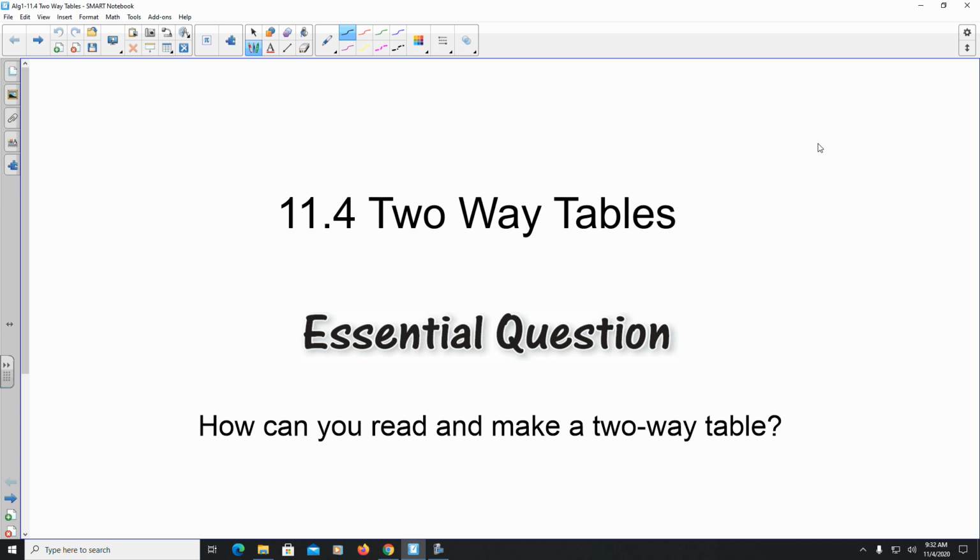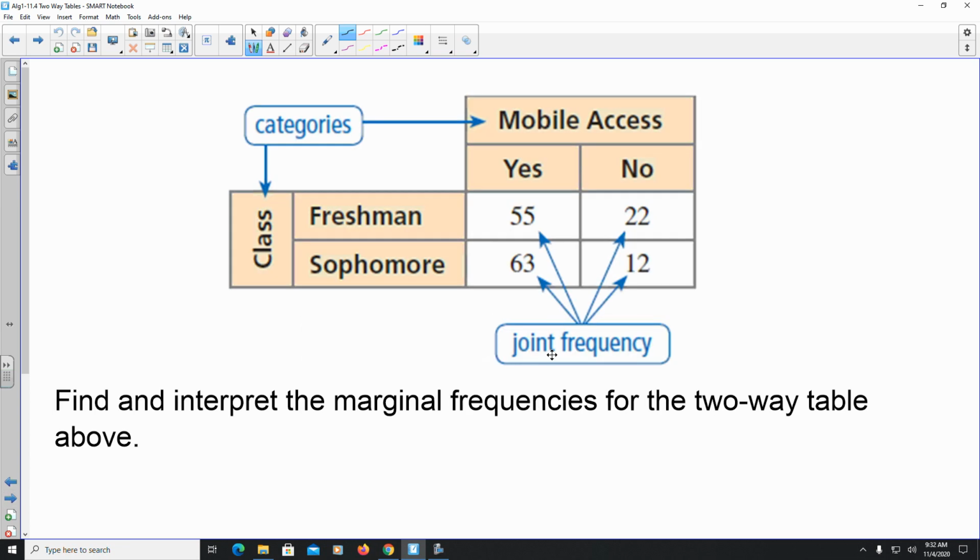In this lesson, we're going to be looking at section 11.4, where we are going to look at two-way tables. So, the question they ask us is, how can you read and make a two-way table? First off, let's take a look at a two-way table. So here is an example of a two-way table.